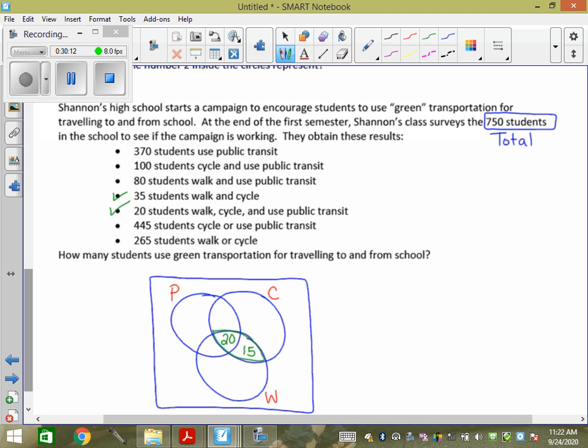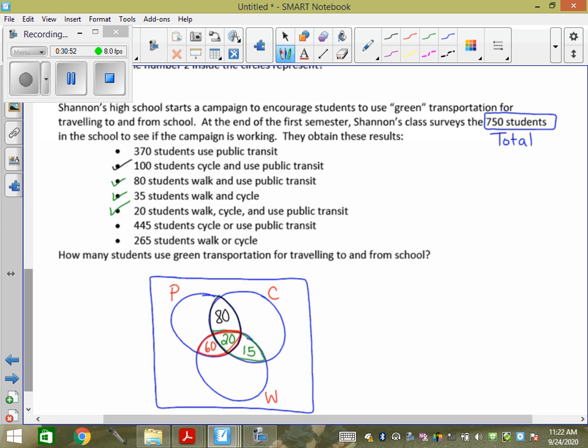Then we go to the 80 who walk and use public transit. So walk and public transit is this eyeball. And in this eyeball, because it's the and, I should have how many? 60 in here, because I should have how many in total? 80. Then in the public transit and cycle, it tells me I should have 100. I already have 20 in there, so this is 80. So those who use public transit and cycle only is 80, or another way I could say this, public transit and cycle, but do not walk, right? That would be that 80.